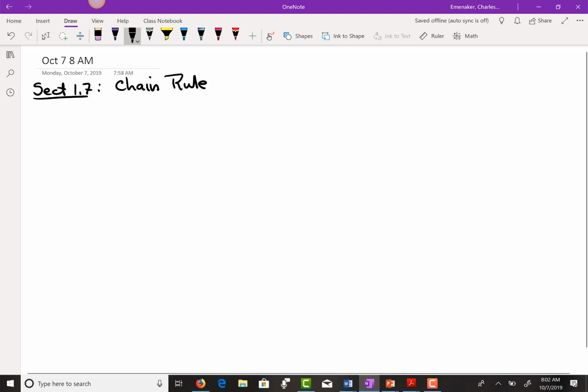We had talked about with the chain rule, what you're going to have is a function inside of a function. There'll be an outside function and there'll be an inside function. So for example, we have something like y equals the square root of 4x squared minus 18x.